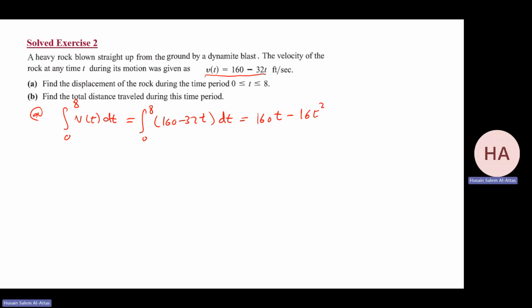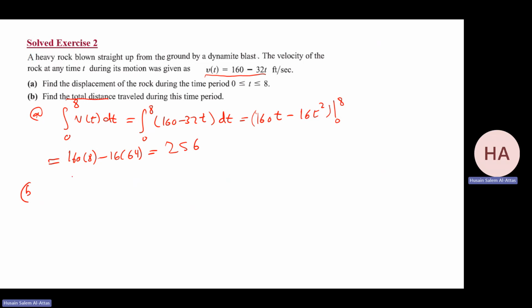Other calculations. From 0 to 8. So that gives me what? 160 times 8 minus 16 times 64. Let me check the calculation. I did the calculation. It gave me 256. You can check it. B.